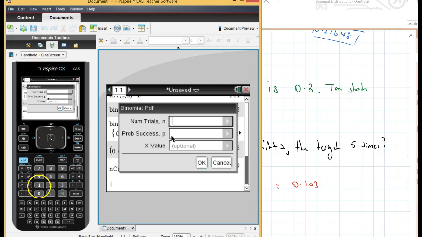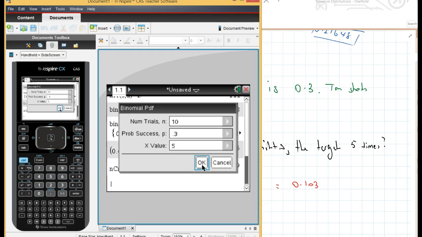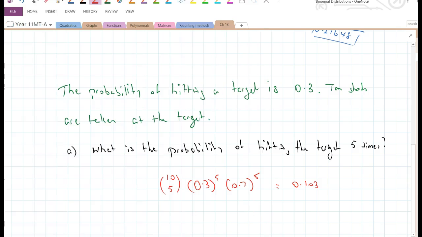So the number of trials in this case is 10. The probability of success is 0.3. Now the x value is the number of successes, so we're examining 5 successes. We click OK. Click OK. Get 0.103. So you can see there that those two operations get us the same result. So that's great. That's useful. Now let's answer another question.